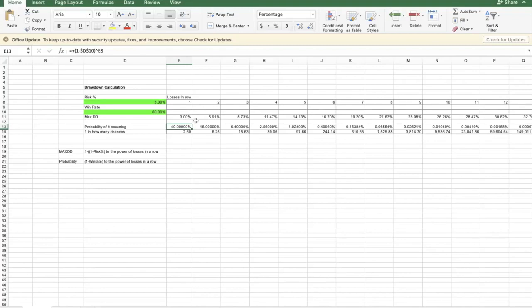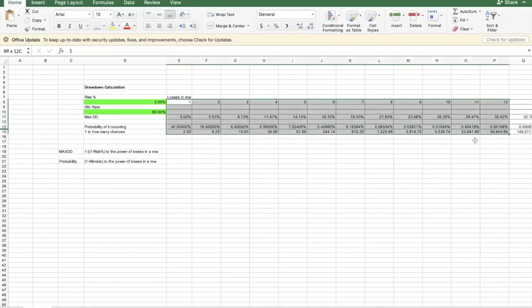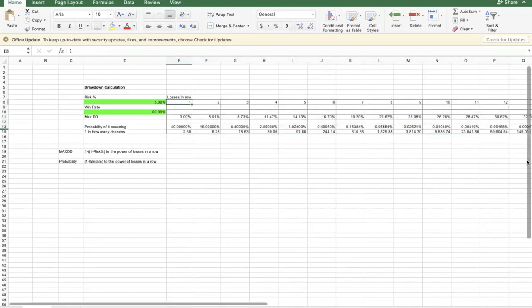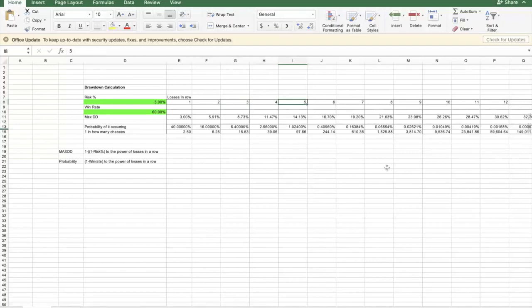So let's talk about the crux of today's video. It's very easy. You put in the percentage and the win rate over here. This entire Excel has a formula input already, but I just want you to focus on this entire table over here. The way you read it is losses in a row, meaning that you have 1 loss in a row, you have 2 consecutive losses, you have 3 consecutive losses, 4 consecutive losses, and so on. It means that you buy, and you lose.